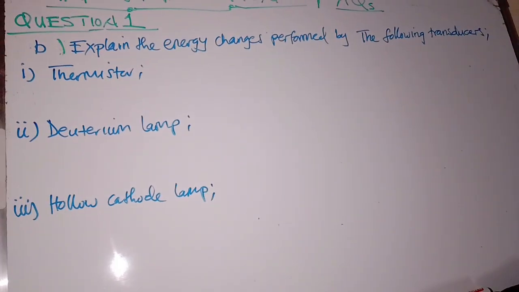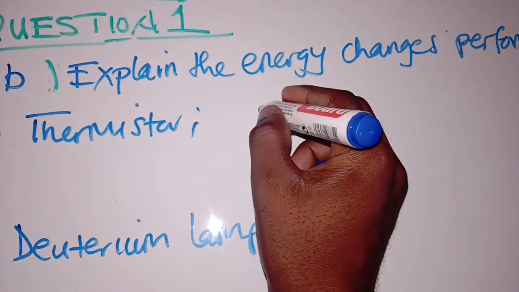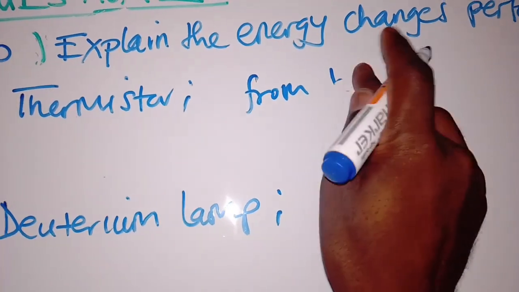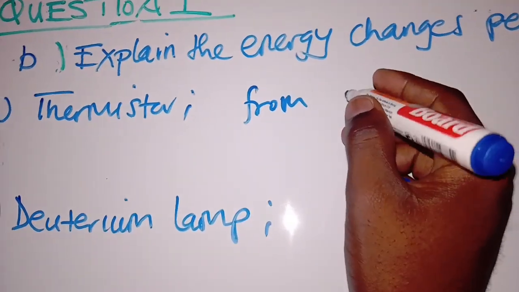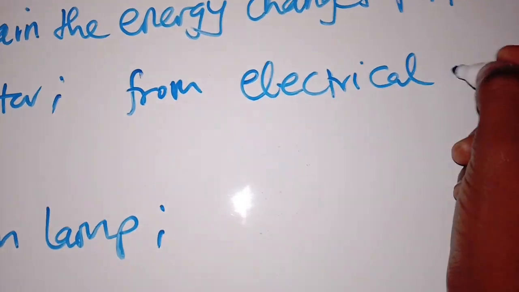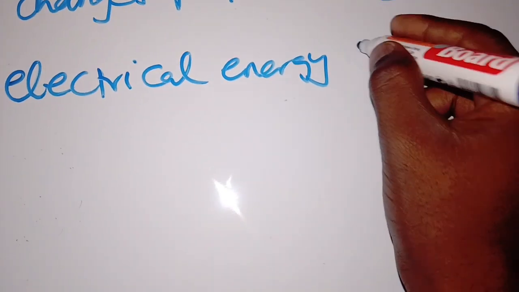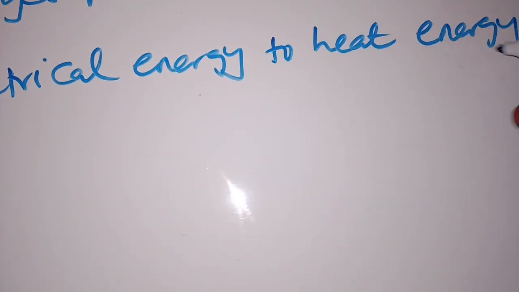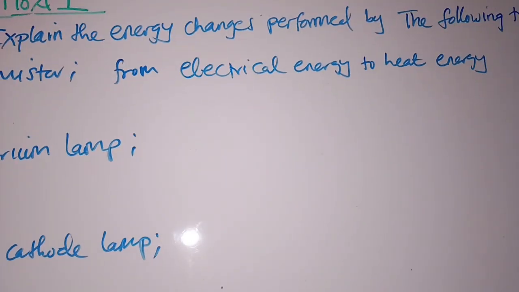Here we have a thermistor. A thermistor changes from electrical energy, because when electricity passes through the thermistor, it produces heat. So from electrical energy to heat energy. And then we have a what?